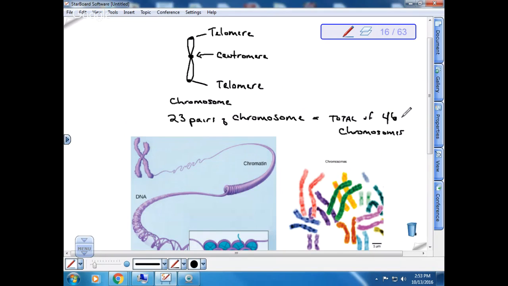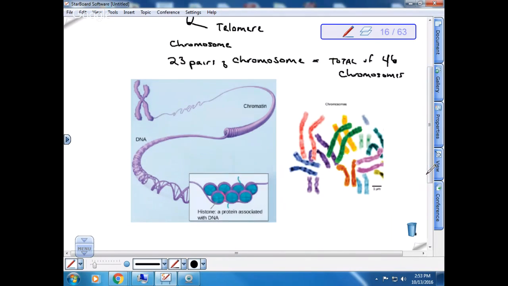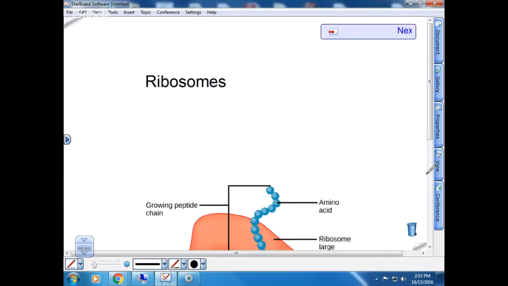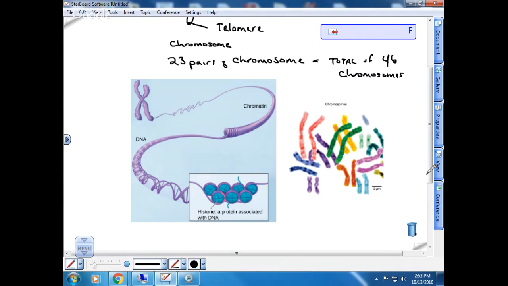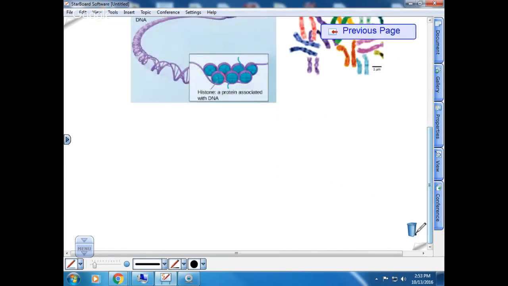So you just need to know the chromatin and chromosomes inside the nucleus. Now, the nucleolus has a different, separate function. It is inside the nucleus. The nucleolus specifically has DNA that codes for proteins called ribosomes.